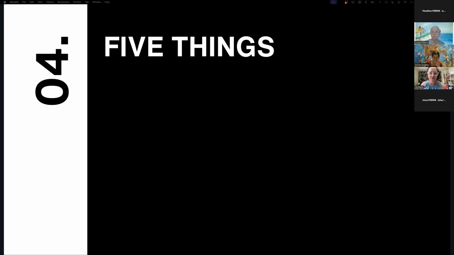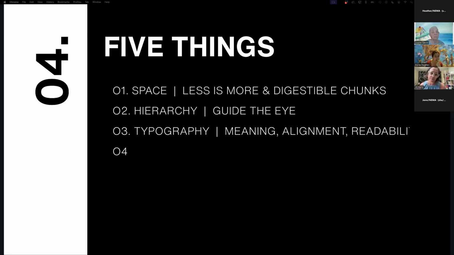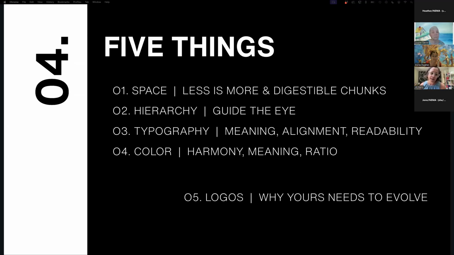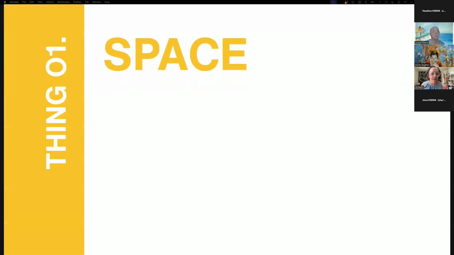So these are the 5 things that we're going to get into today. We're going to talk about space. We're going to talk about hierarchy, typography, and color. And maybe logos, maybe not. That might be drifting off to the side. We'll see. Yeah, so let's jump in.